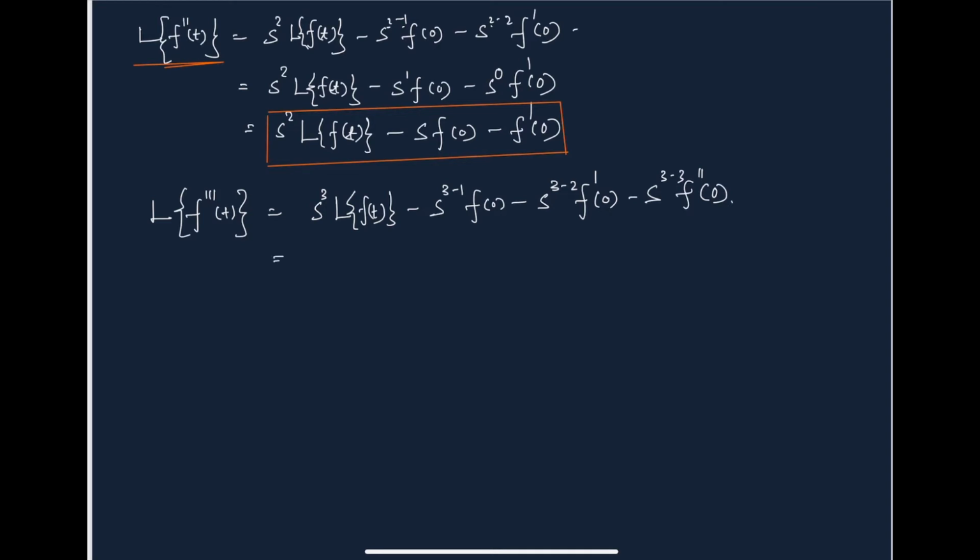So here it is s cube Laplace transformation of f of t, minus s to the power 2 f of 0, minus s to the power 1 f prime of 0, minus s to the power 3 minus 3, which equals 0, so I'm not writing anything, it's just 1. So f double prime of 0.